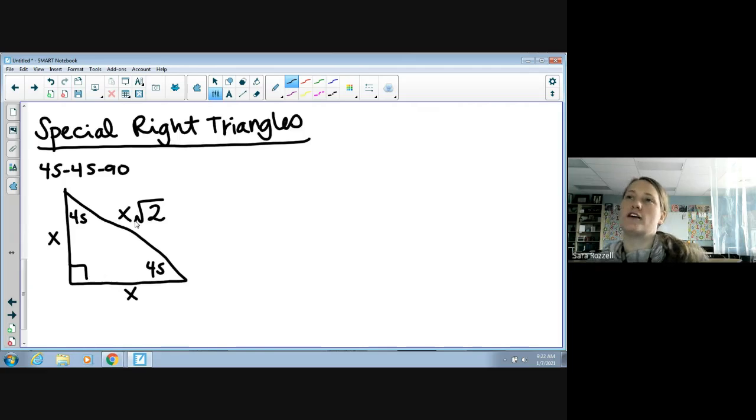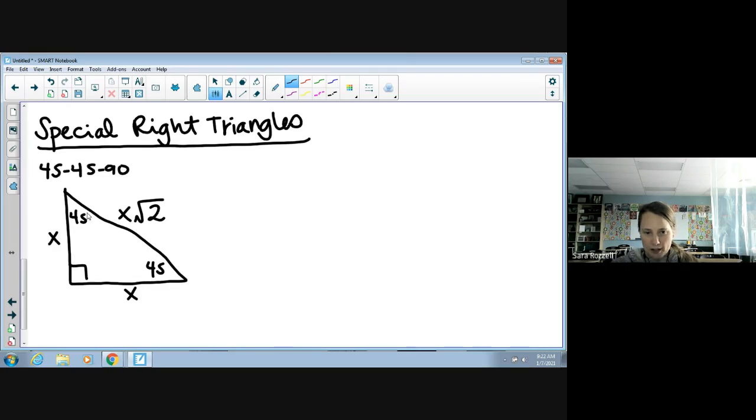So if you have a 45, 45, 90 triangle, it's always going to follow this pattern. If you know what one of your sides is, like if this was 5, the other one would be 5, and your hypotenuse would be 5 root 2. If this was 4, this would be 4, and that would be 4 root 2. So if you know it's 45, 45, 90, you don't have to use the Pythagorean theorem to figure out your third side of your triangle. You can just use this pattern.